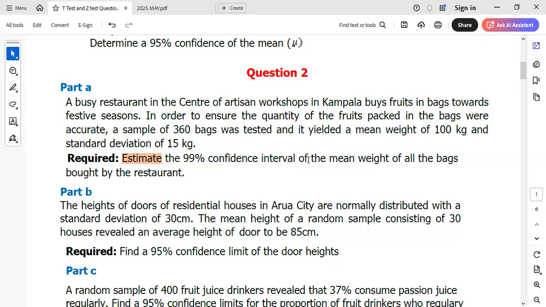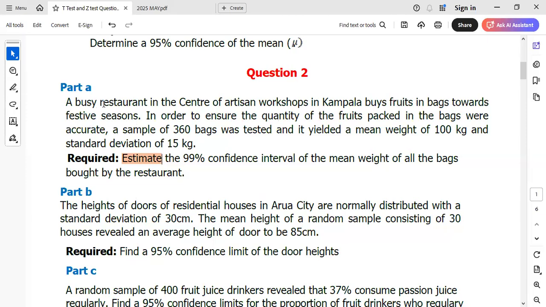So here you need to know, am I estimating using a t-test or a z-test? Use the t-test only if the sample size is below 30. If the sample size is 30 or more, then you use the z-test. What are we given?